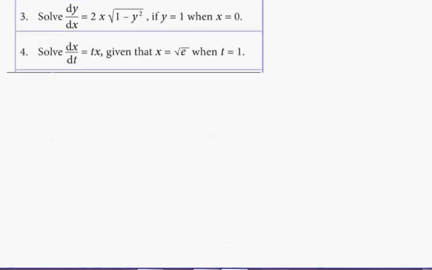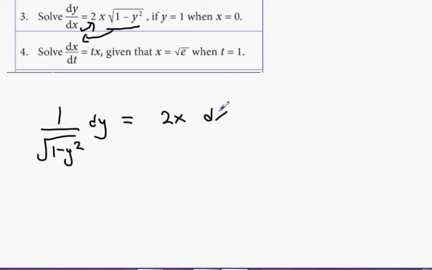So question 3, solve this. I'm going to bring the 1 over y squared underneath. I'm going to bring the dx up. So we're going to get 1 over square root of 1 minus y squared dy equals 2x dx. Can anybody tell me how to do the limits for this one? What goes in this position here? When y is 1, x is 0, and then we know that the whole point of the question is to get x in terms of y, so the upper limits are x and y.